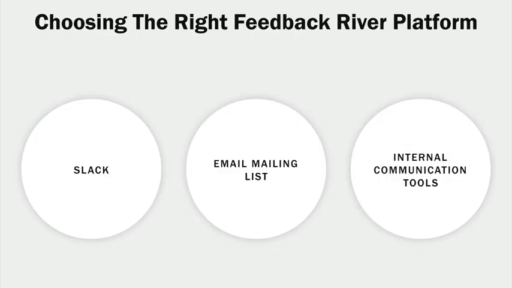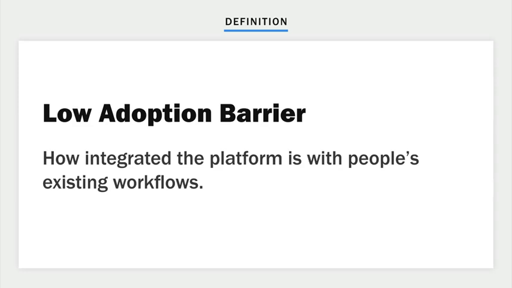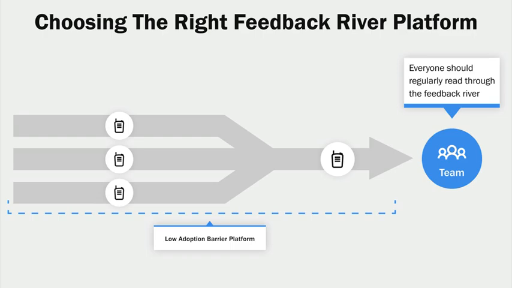The most common platforms used are Slack and an email mailing list, but most internal communication tools work perfectly fine as well. The most important consideration in choosing between platforms is which platform has the lowest adoption barrier. In other words, how integrated the platform is with people's existing workflows. It's important to optimize for, because you ideally want everyone on your team to be regularly reading through the feedback river and developing their sense of the user.